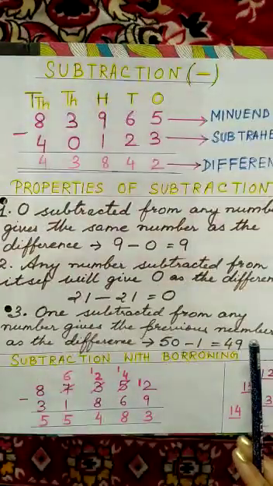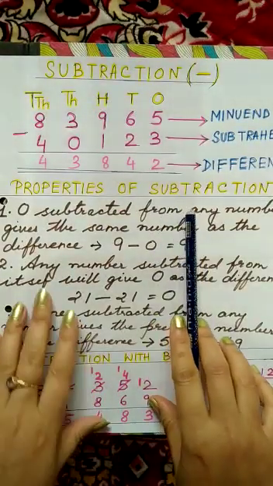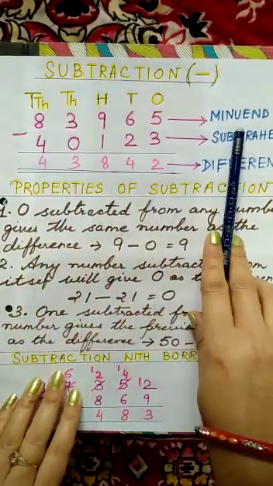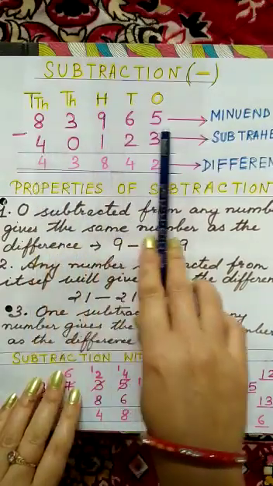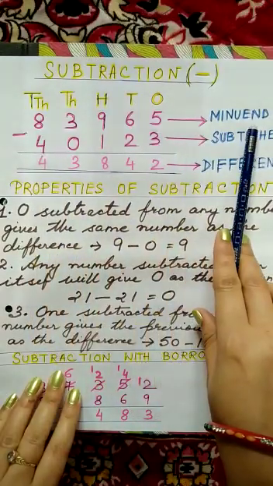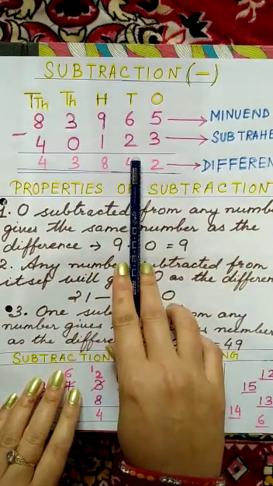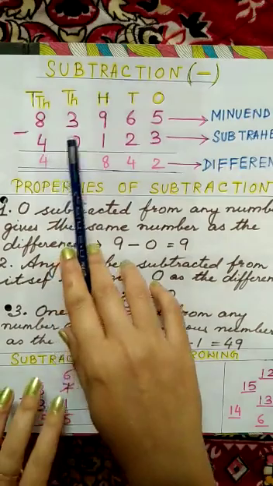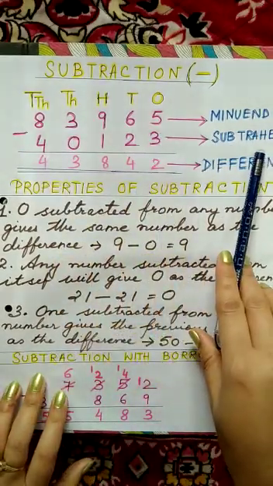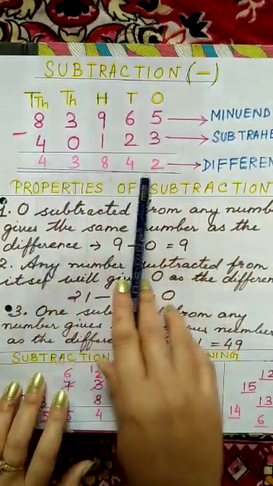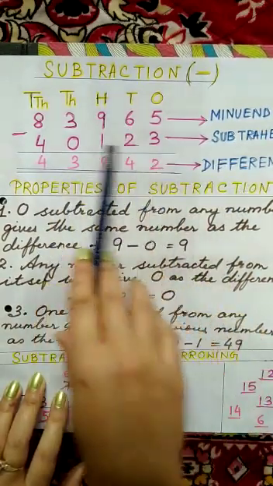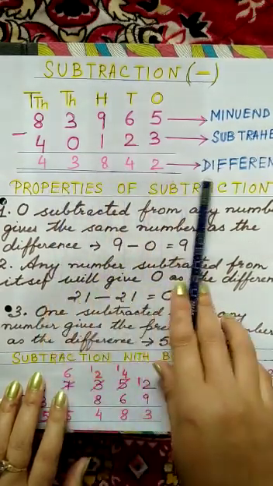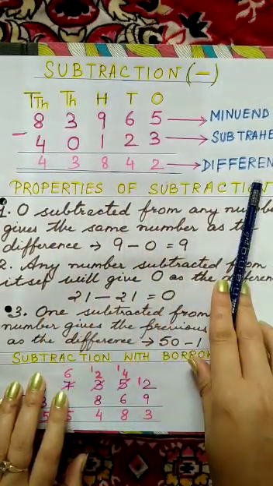Now let us see how we do subtraction. The number we are subtracting from is called the minuend. And the number we are subtracting is called the subtrahend. After subtraction, we get an answer which is called the difference.